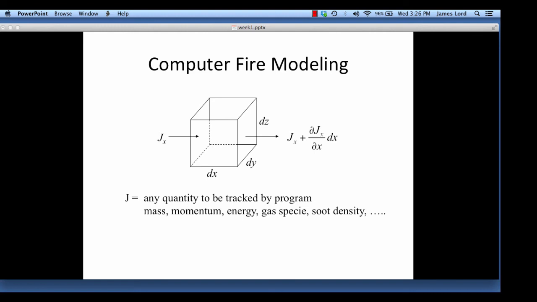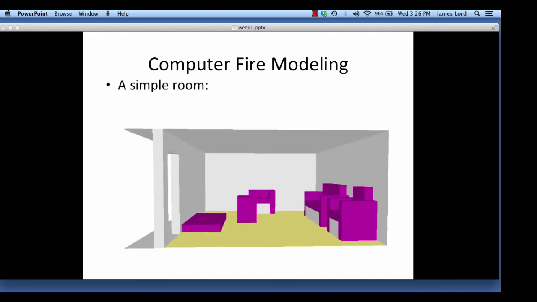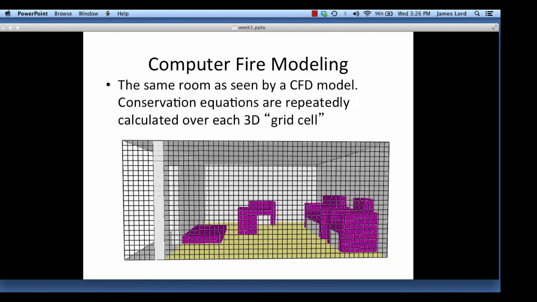So as an example, if we have a very square and lovely purple furnished living room here, what the computer model would do is break that into this mesh that we see here. And each one of these little squares that you see would actually be a three-dimensional, what we call, grid cell. And over each of those cells, the computer is figuring out where everything is going, where it is at each point in time, essentially.